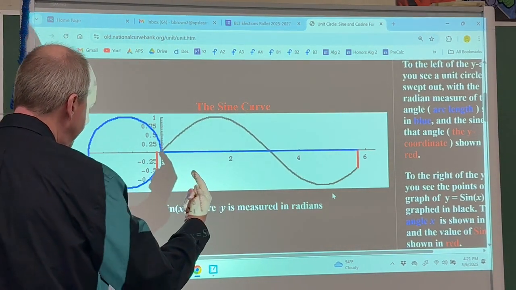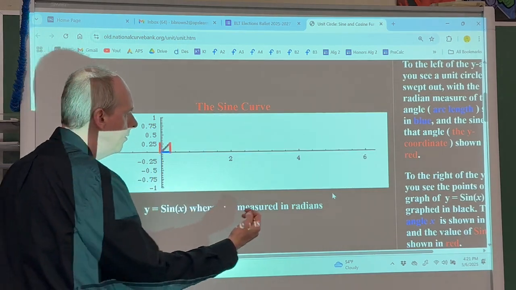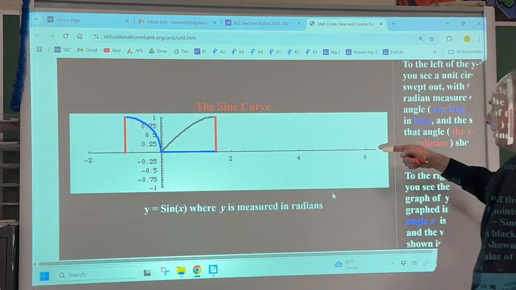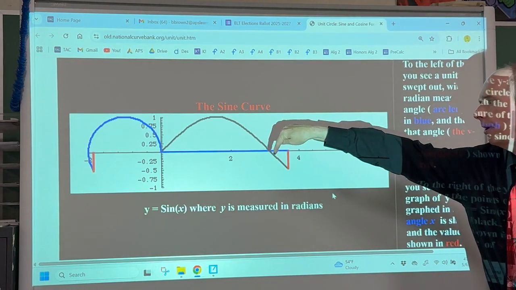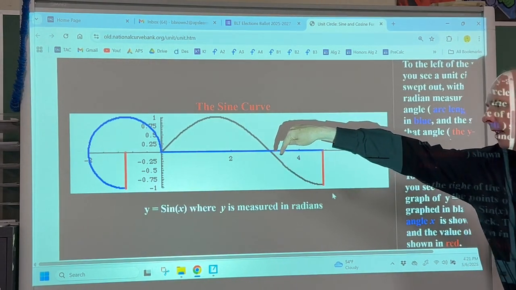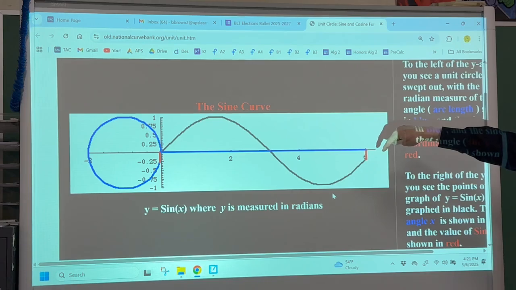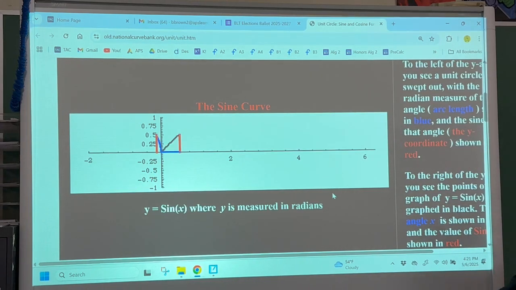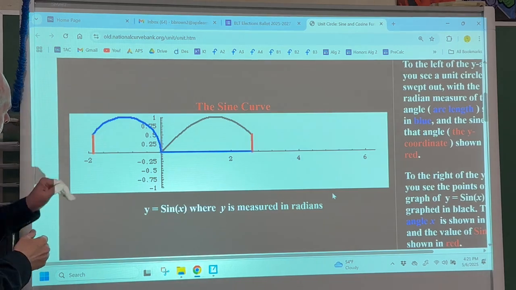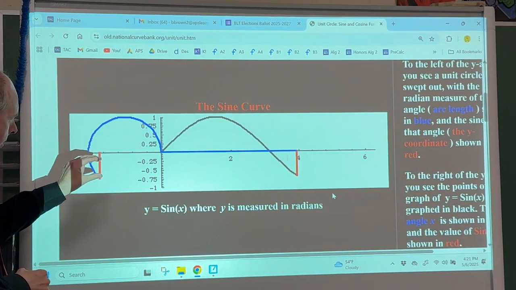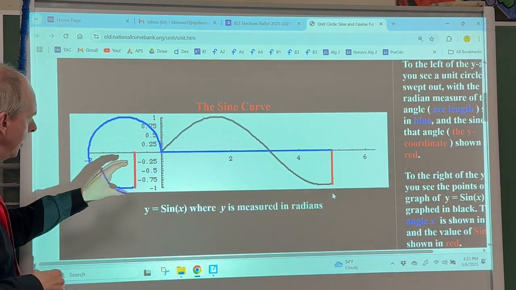0 degrees or 0 radians is here. 2 pi is here. Pi is how much? Oh yeah, it's 3.14. So then we get to 2 pi, we're back to 0. What's happening to create our curve? What we're doing is we're taking the height, oh, now we're in negative y territory.